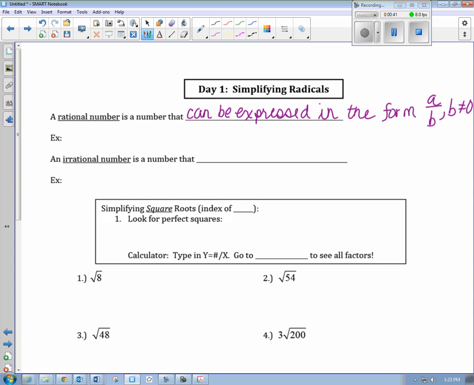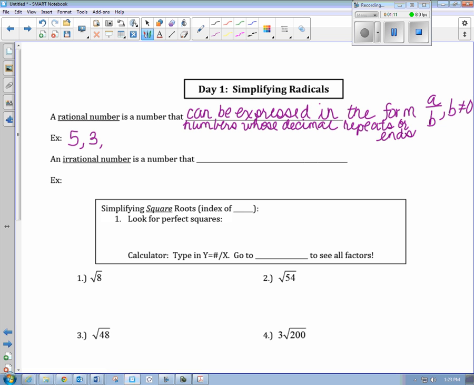Technically, this definition includes all numbers whose decimal repeats or ends. So terminating or repeating decimal. And if we look at some of the examples, all of the numbers that you've been using since you were a little kid, like 5 and 3, those are examples of rational numbers.